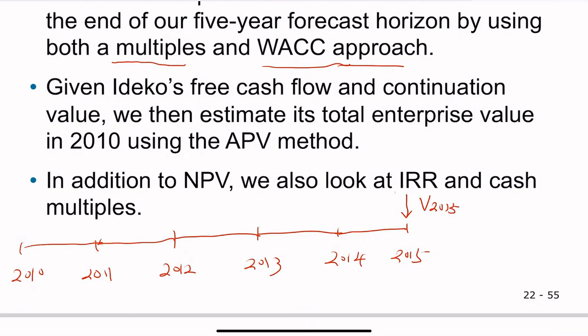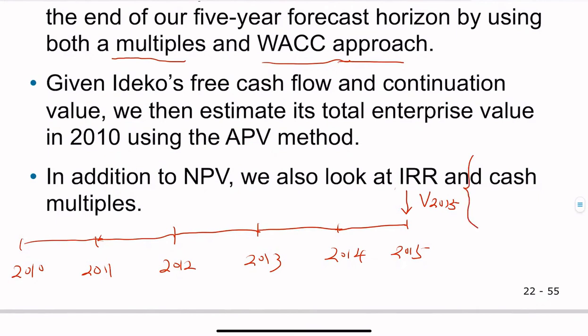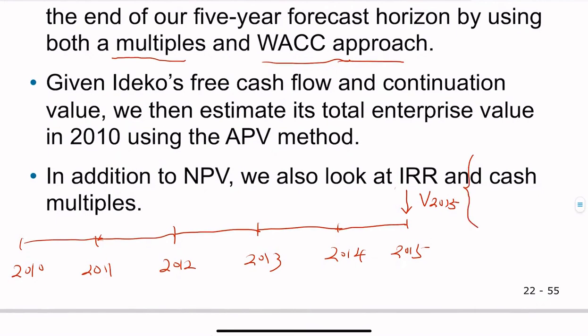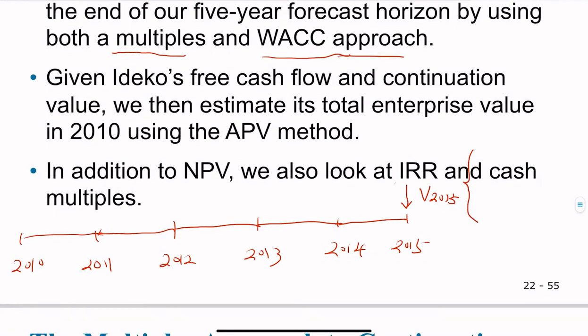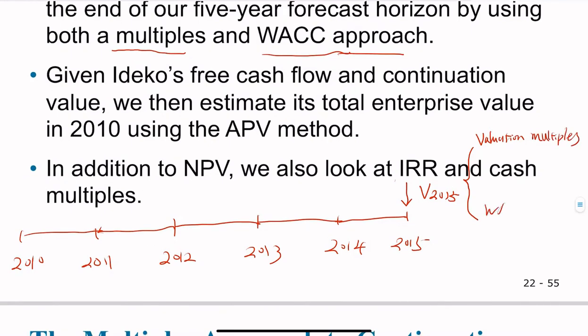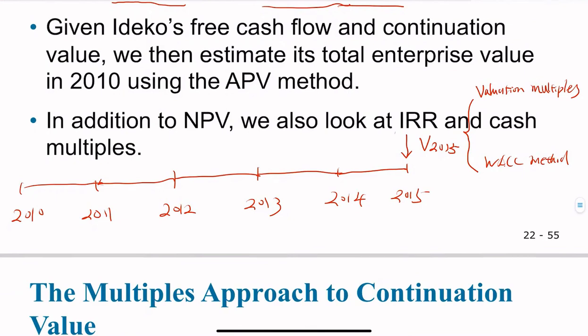Now, how do you calculate this? Well, you will use two approaches. So you will use a multiple or valuation multiple approach. You will use valuation multiples. And you will also use the WACC method. But your goal is, right? Your goal is you want to understand the firm's value here, right? What is the initial value in 2010?